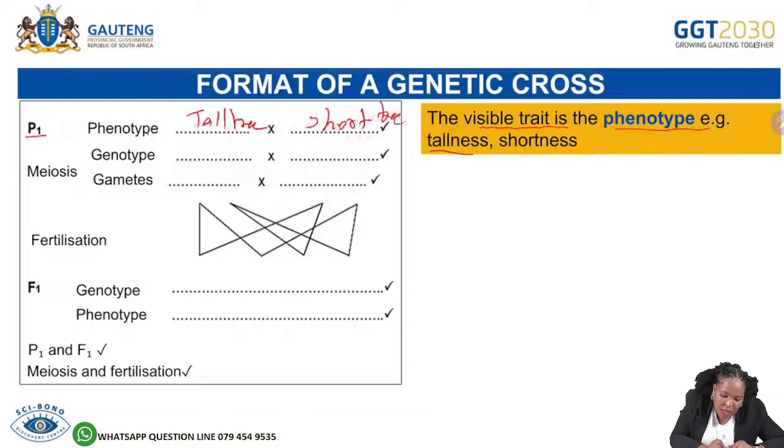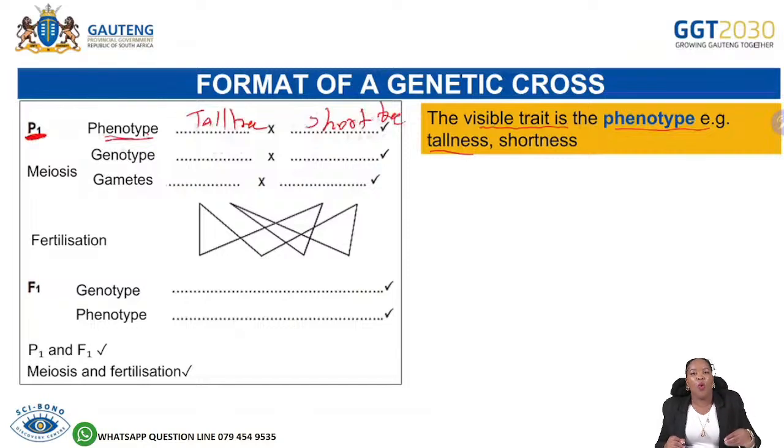You write P1. And with the P1, these are your parent generation, your first parent. Then you write their phenotype. So the question will always tell you how the parents are, because it wants you to find out how the offspring will be. So the first thing, you are going to write the phenotype of those parents, and you get a mark for that. This is a free mark.